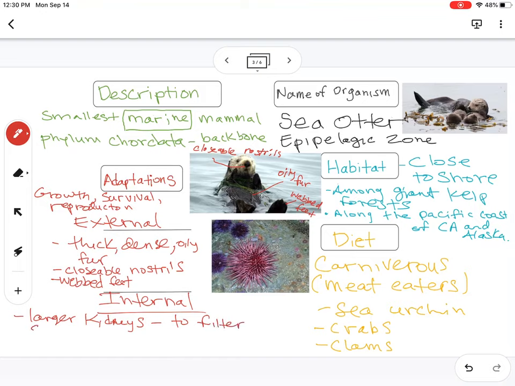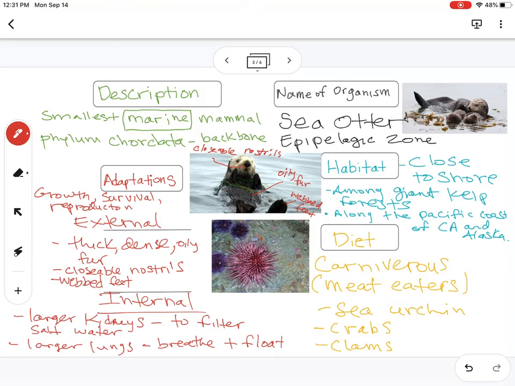So filter salt water so that they can actually drink the ocean water. They also have much larger lungs than most organisms. And the reason they have larger lungs is that it allows them to breathe underwater for longer. And when they breathe in deep, they take in a lot of air.